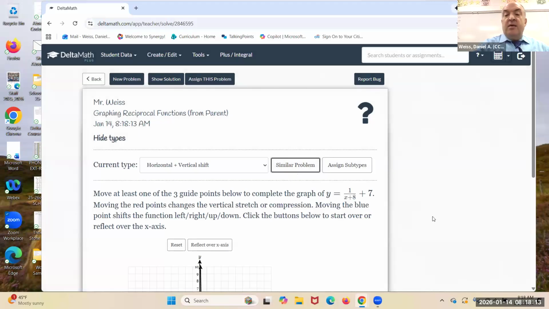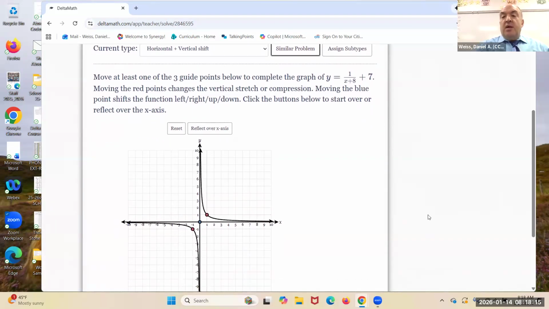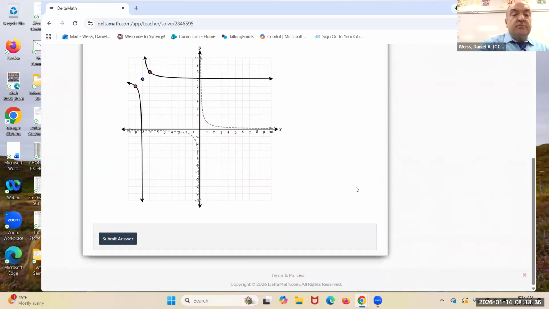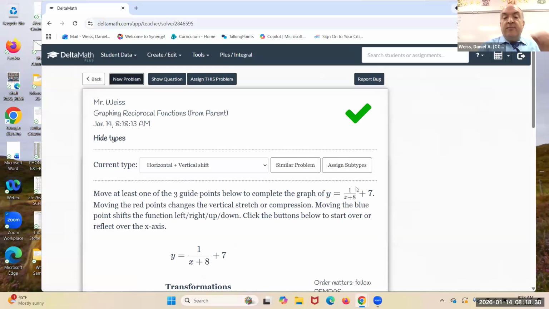How about this? Okay. What would make the bottom 0? -8. Right. But I also got to go +7, right? So I'm going to go -8 here, and then I got to go to +7 right there. Okay. That's it. There you go. Okay.